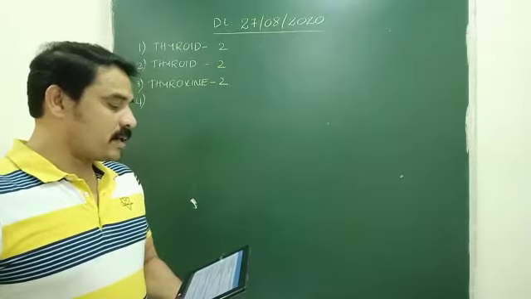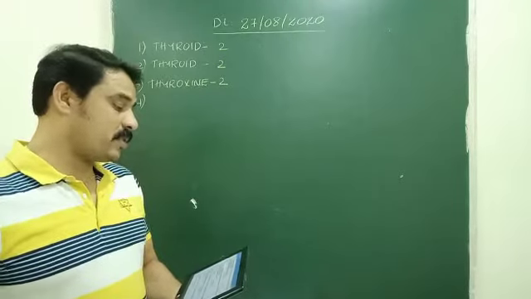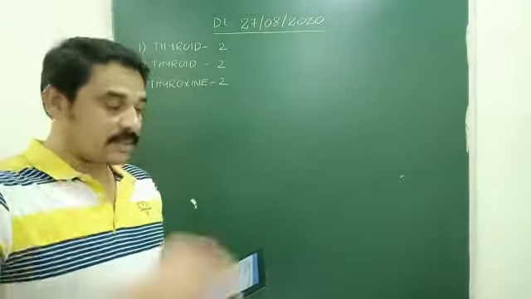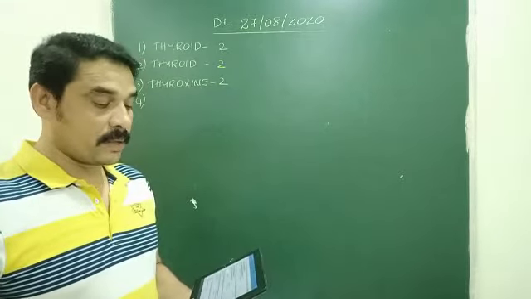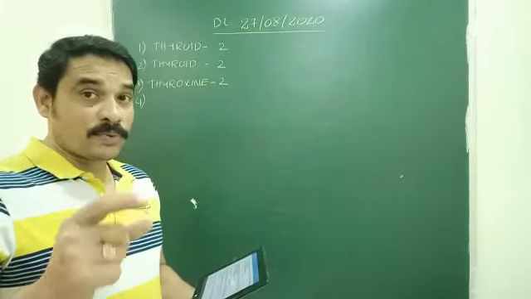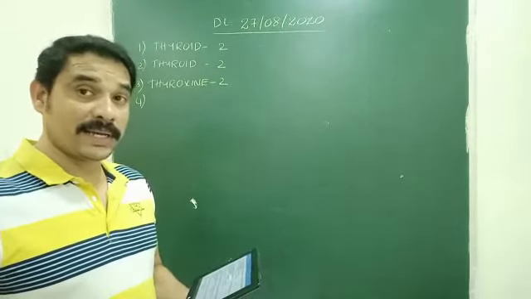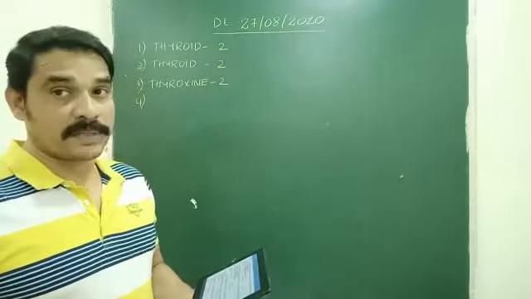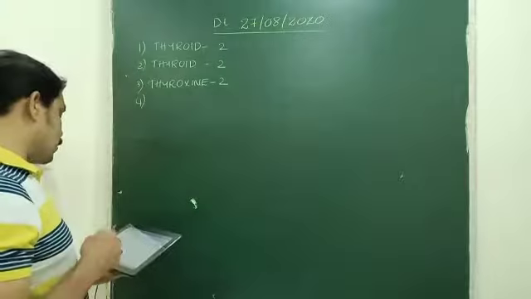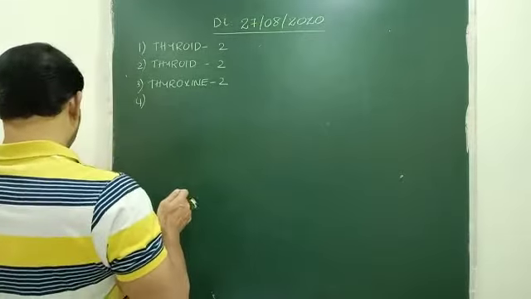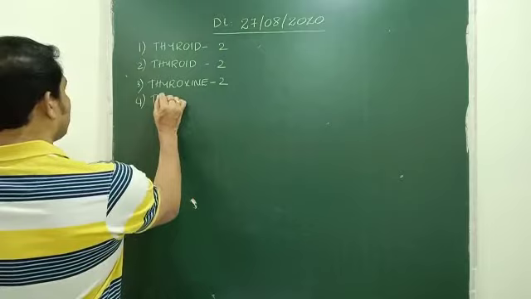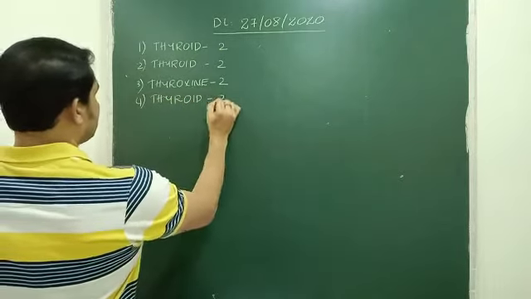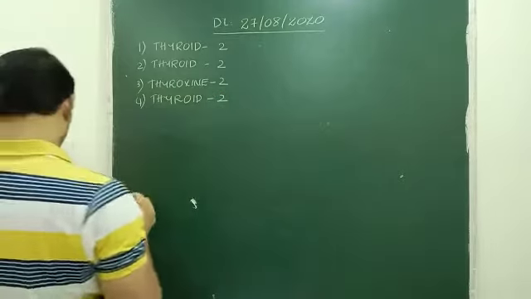Question number 4. Exophthalmic goiter is caused due to hypersecretion of. Exophthalmic goiter means protruded eyeballs. It's also called Basedow's disease, right? And this exophthalmic goiter is due to hypersecretion of thyroxine itself. So question number 4, once again the option given is thyroid gland, and it is in second option. So the key is second.